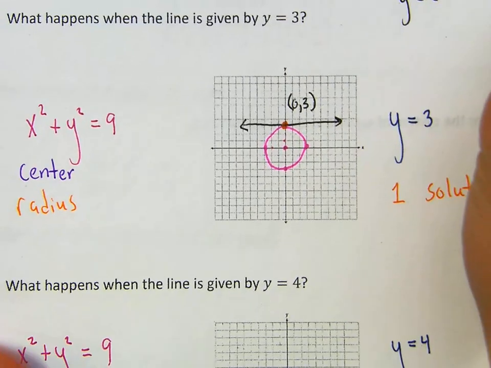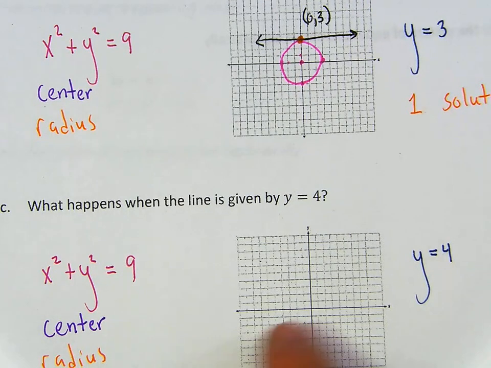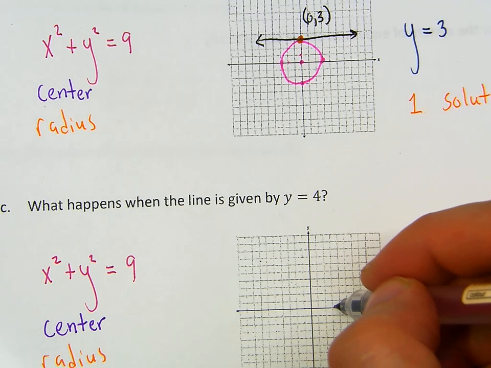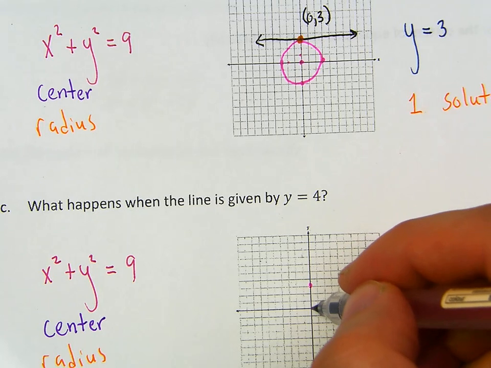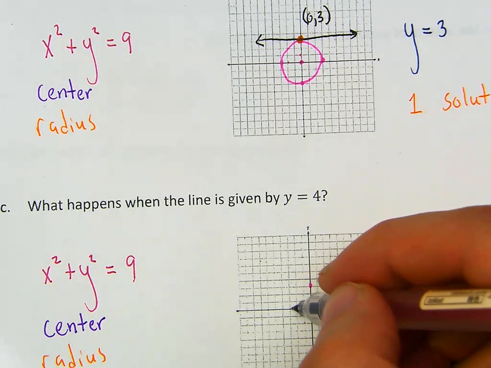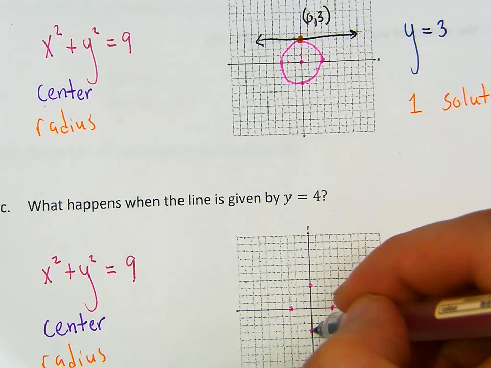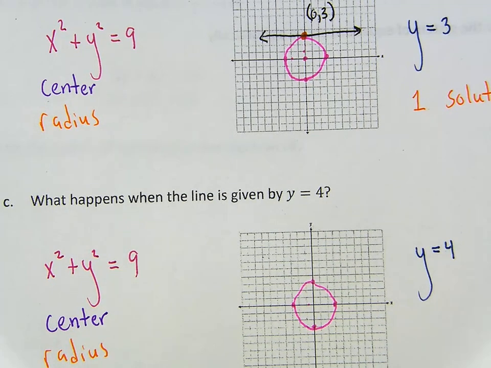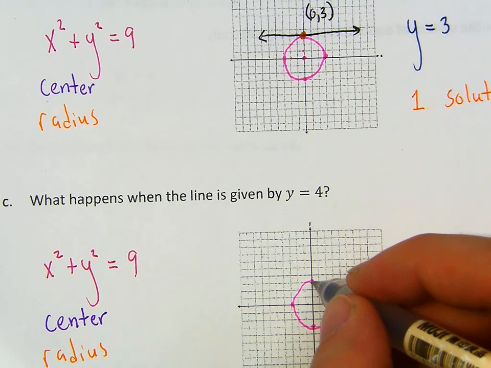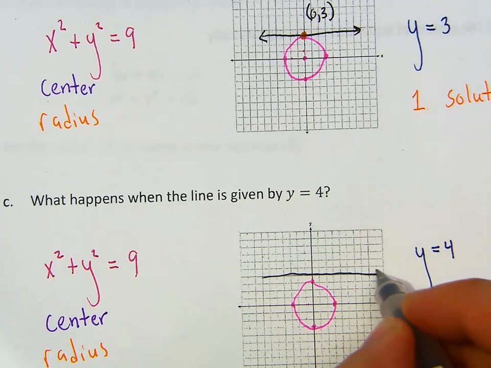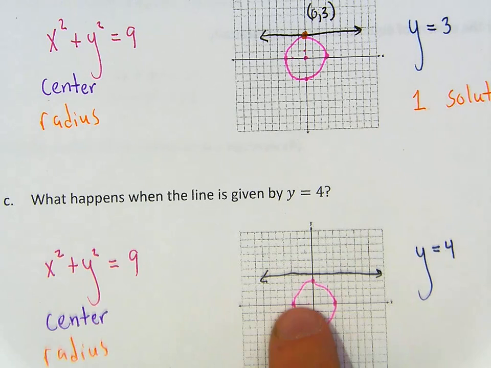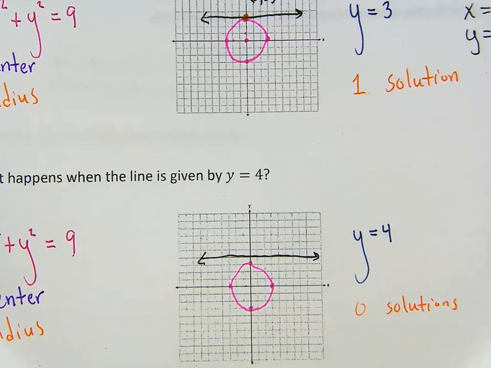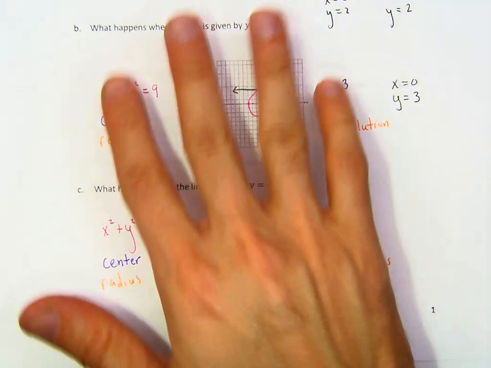Let's take a look at the next one. Same idea. x squared plus y squared equals 9. What I want you to do is try and draw it yourself. So this is our circle. And now we have the equation y equals 4. Here, this should be 1, 2, 3, 4. And here, there are no intersection points, so we have 0 solutions. That's the visual understanding of what's going on.